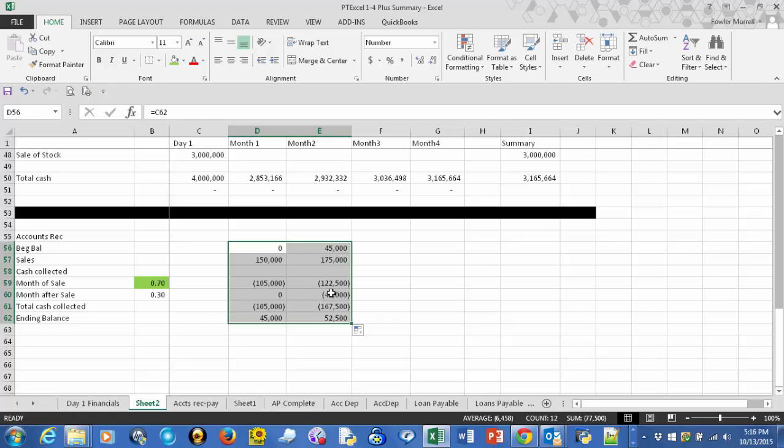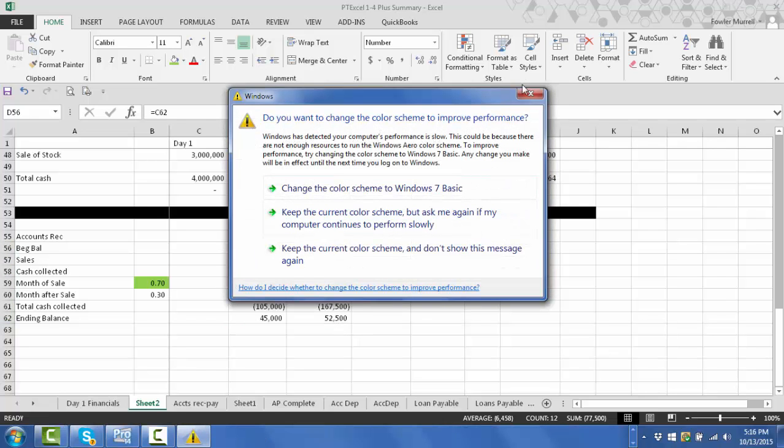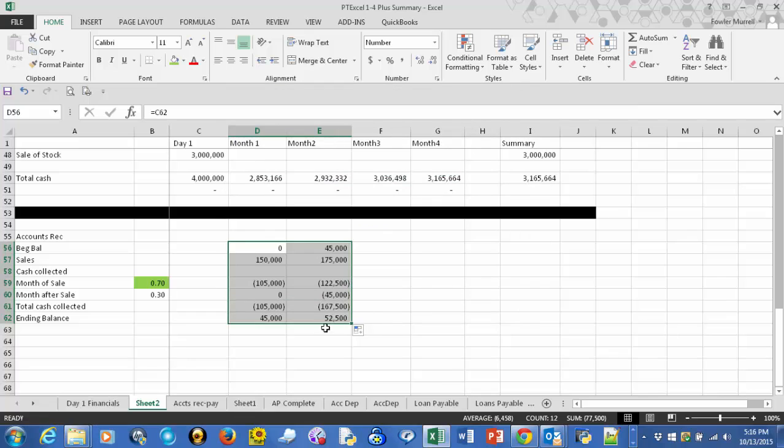That's correct. This 45,000, that represents the remainder of the 150,000 that we sold in the first month. So there's 105, 45, 150. The total of those two is 167,500. Total of those is 167,500. The ending balance is 52,500. So it looks like we are successful, and we can continue to drag this over the rest of the period.